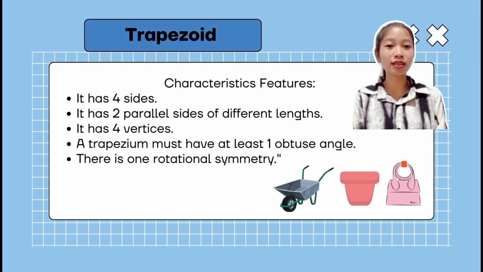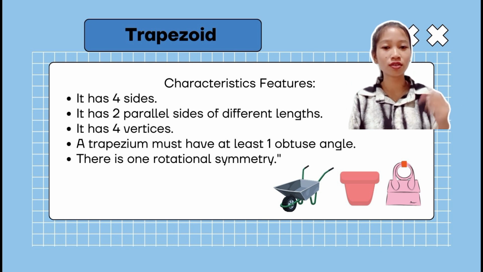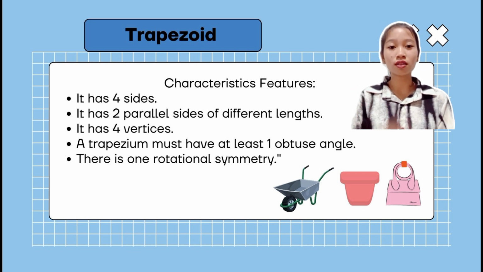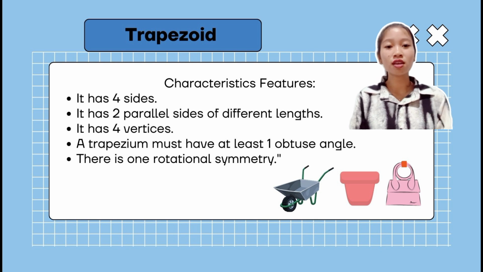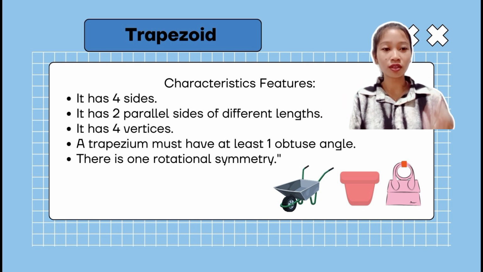Next, trapezoid characteristics. First, it has four sides. The second, it has one pair of parallel sides. The third, it has four vertices. The fourth, a trapezium must have at least one obtuse angle. The last, there is one rotational symmetry.